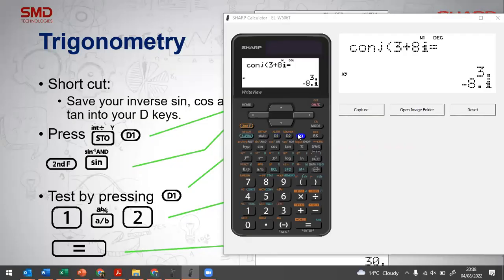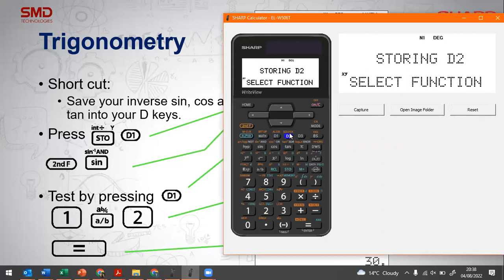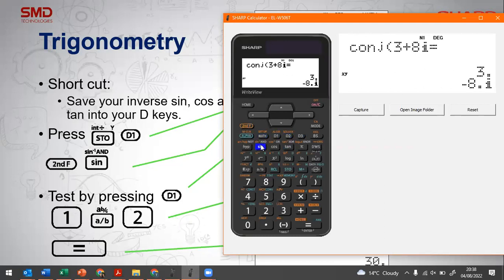What you can do is you can also store into, let's use D2 this time, into your D key, the second function sine, so that now whenever you press D2, the inverse of sine or arc sine automatically comes up, and then you can just type in the ratio.